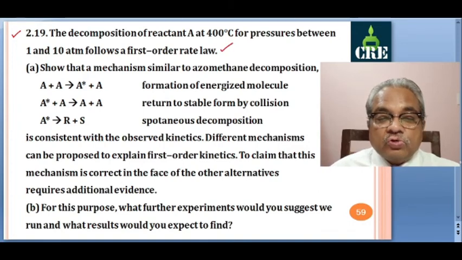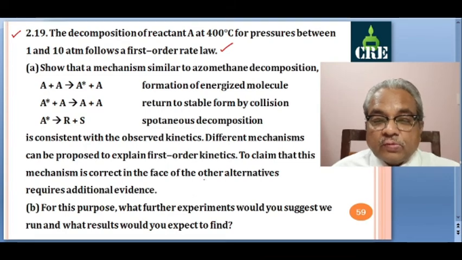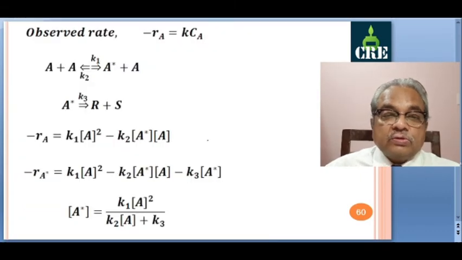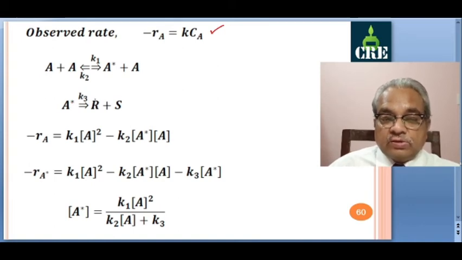Different mechanisms can be proposed to explain the first order kinetics. To claim that this mechanism is correct in the face of the other alternatives requires additional evidence. For this purpose, what further experiments would you suggest, which we should run, and what results are expected to find out? So observed rate is first order, K1 CA. A plus A giving you A star plus A reversible, A star giving you R plus S, this is a single irreversible reaction. Rate of disappearance of A is K1 concentration of A square minus K2 concentration of A star into concentration of A.